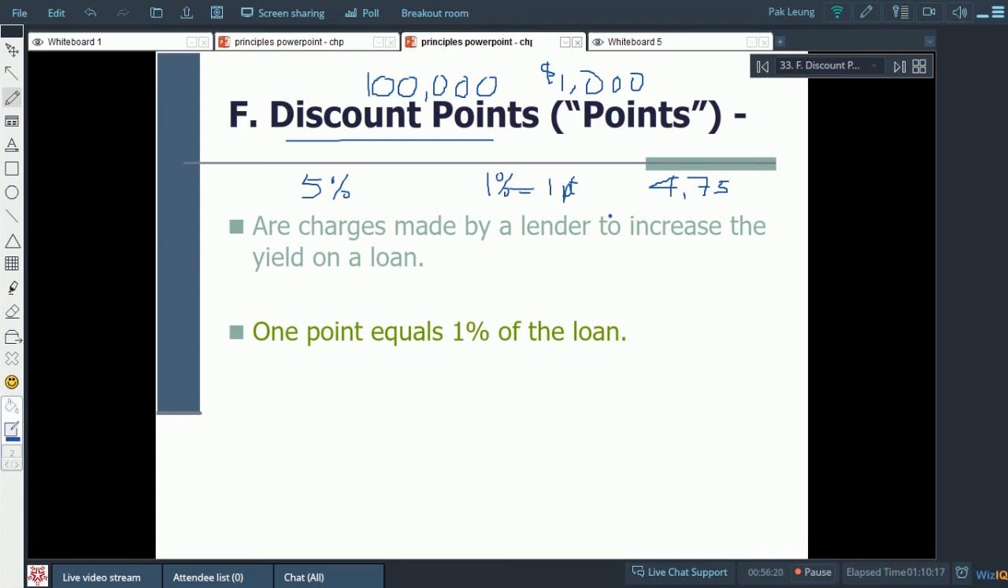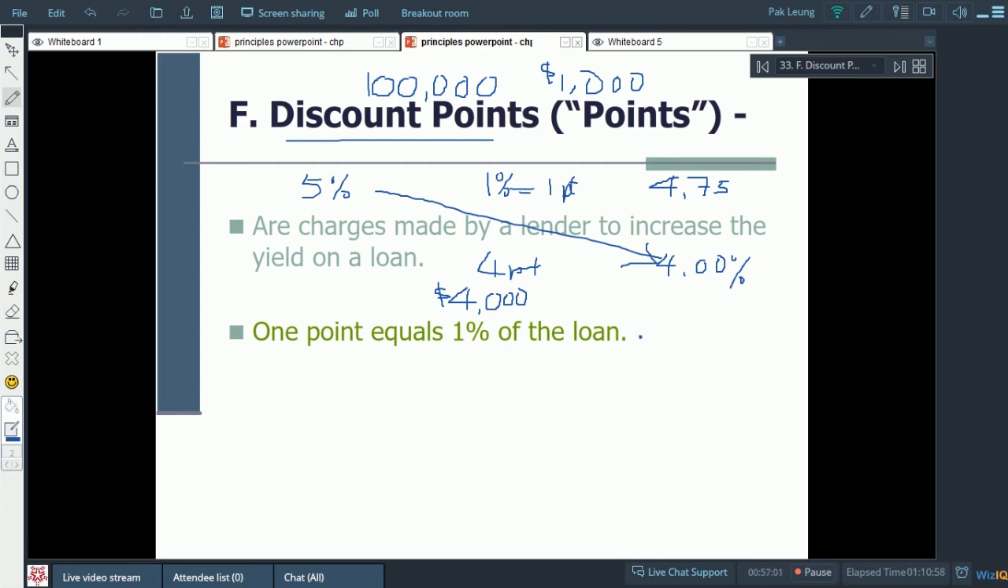So if you pay the bank 1 point, okay? They will give you an interest rate of 4.75, okay? So they reduced it a quarter point, okay? So you're basically saving money on interest, right? So some of them, they even give you a maximum. They say, okay, pay me 4 points, okay? So 4 quarter point is what? 1 full point, right? So your interest rate become 4.0.